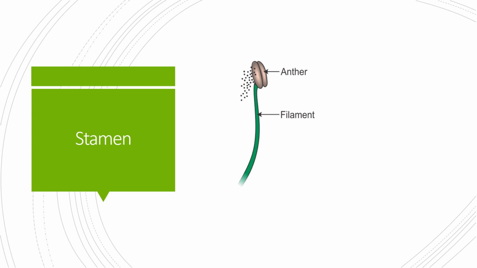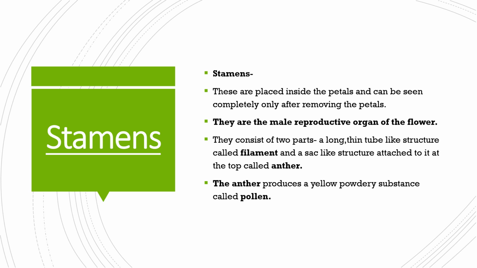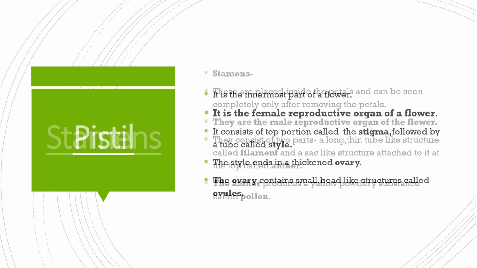Next one is stamen. As we have discussed, stamen is the male reproductive part of the flower. It is made up of two structures, anther and filament. These are placed inside the petals, and they can be seen completely only after removing the petals. Now, what are these? They are the male reproductive organ of the flower and consist of two parts. A long, thin, tube-like structure, which is called filament, and a sac-like, bag-like structure which is present at the top of the filament, which is known as anther. Now, what is the function of anther? The anther produces a yellow powdery substance which is known as pollen.